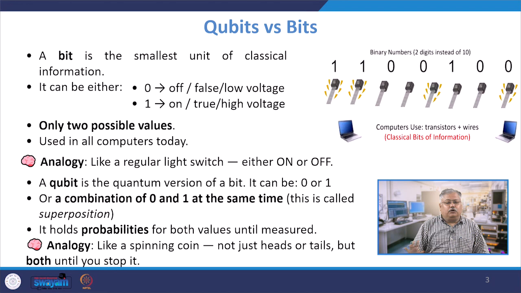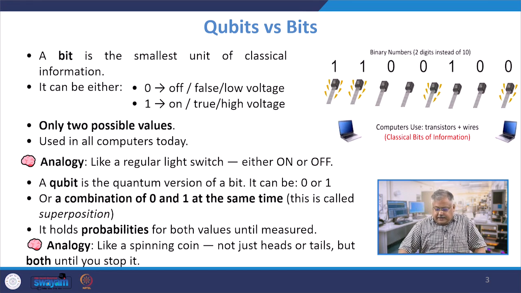This is the positive logic we are talking about here, where high is equivalent to 1 and low is equivalent to 0. You can also have a negative logic where 0 is represented by a high voltage and 1 by a low voltage. So there are only two possible states with conventional bits.